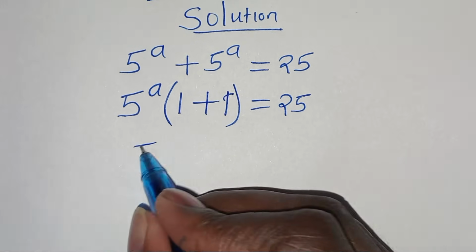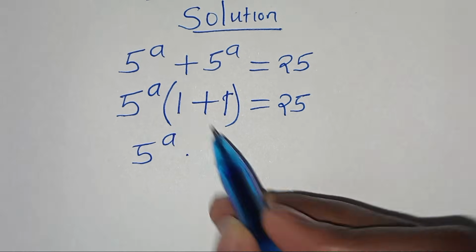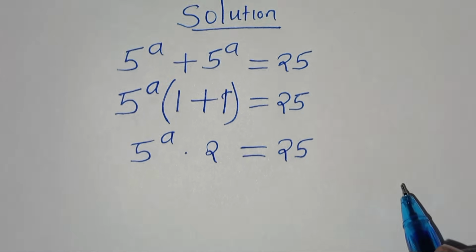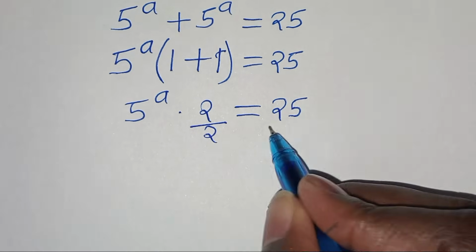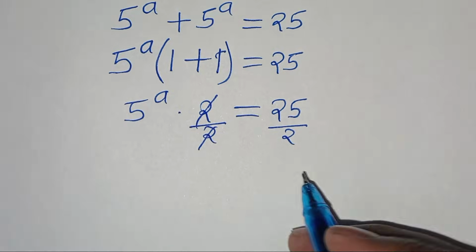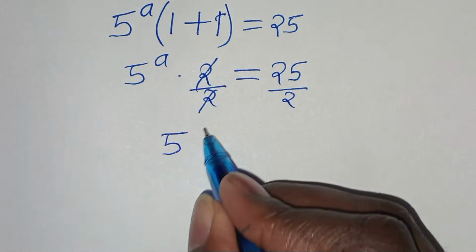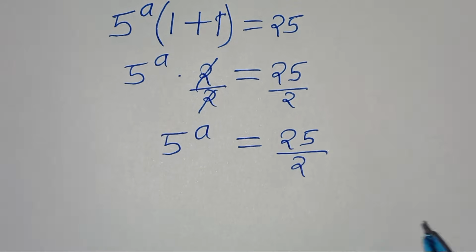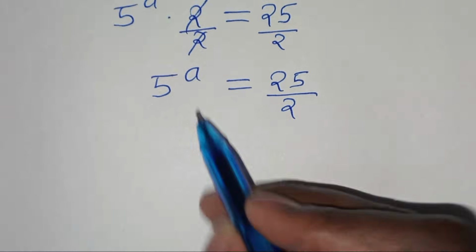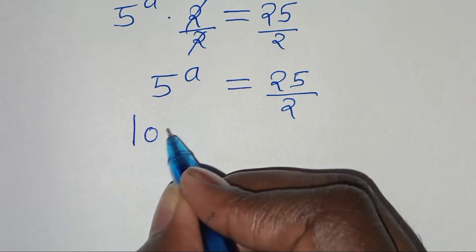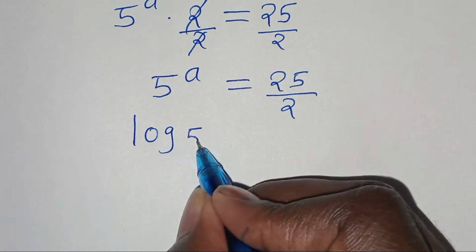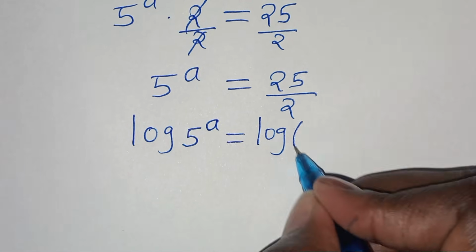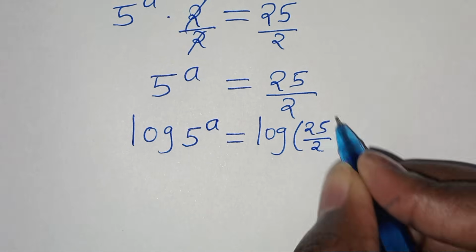So we have 5 to the power of a multiplied by 1 plus 1, this is 2, this is equal to 25. Now let's divide both sides by 2, and this implies that we have 5 to the power of a is equal to 25 divided by 2. To solve for the value of a, let's introduce logarithm on both sides. We have log 5 to the power of a is equal to log 25 divided by 2.